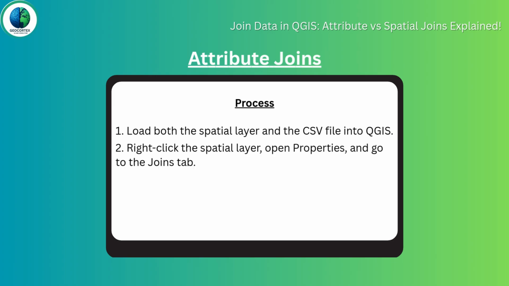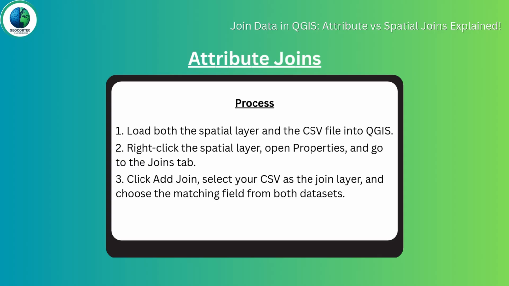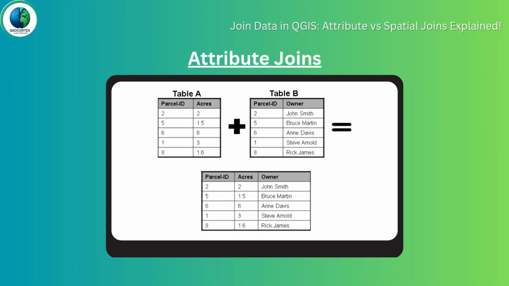Then, right-click the spatial layer, open Properties, and go to the Joins tab. Click Add Join, select your CSV as the join layer, and choose the matching field from both datasets. Once applied, new columns from the table will appear directly inside the layer's attribute table.